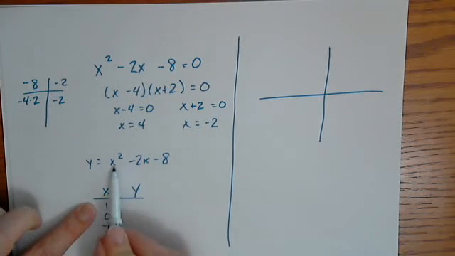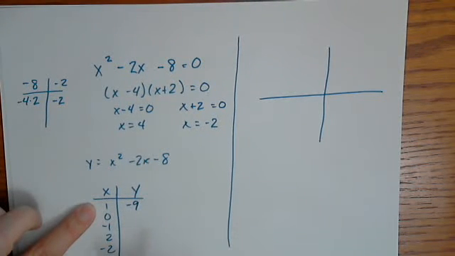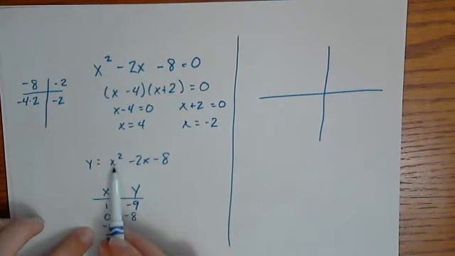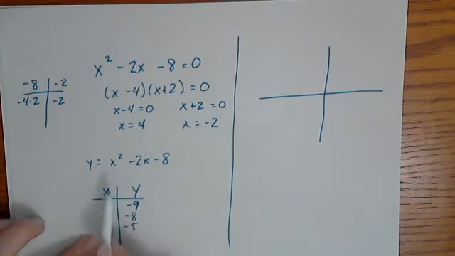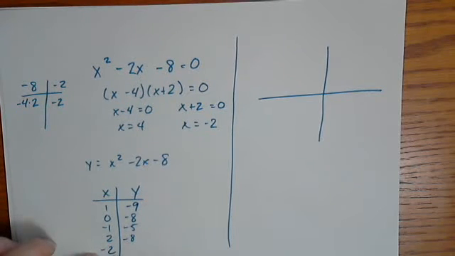So if I put a 1 in there, I'm going to have 1 minus 2, which is negative 1, minus 8, which is negative 9. If I put in a 0, it's going to be negative 8, right? If I put in a negative 1, it's going to be 1 plus 2, which is 3 minus 8, which is negative 5. 2 will be 4 minus 4, which is 0, minus 8, negative 8. And a negative 2 is going to be 4 plus 4, which is 8, minus 8. This is going to be a 0.